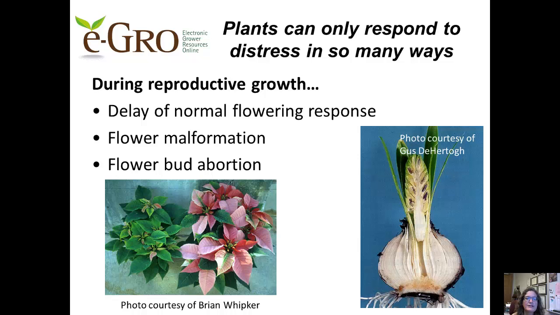If we turn our attention to how plants respond during reproductive growth, we may see a delay of the normal flowering response, malformation of flowers, or bud abortion, and each can be caused by a variety of factors. The delayed flowering response is observed in poinsettia on the left, and the inflorescence is separated from the basal plate and thus aborted in the hyacinth in the photo on the right.